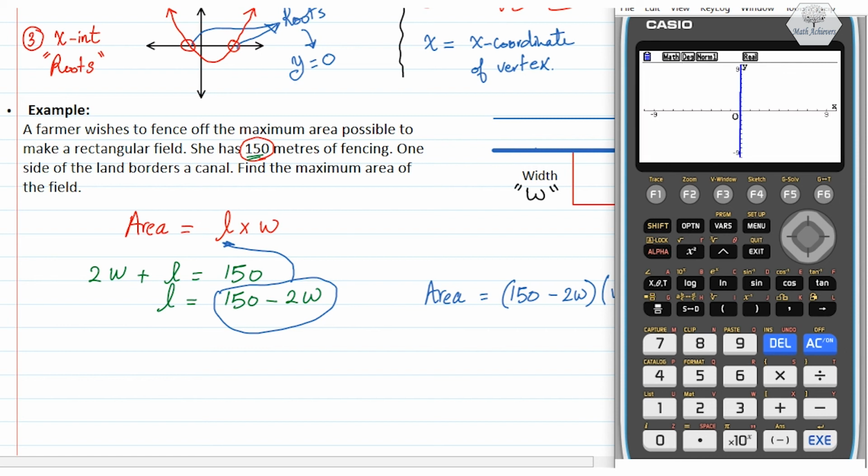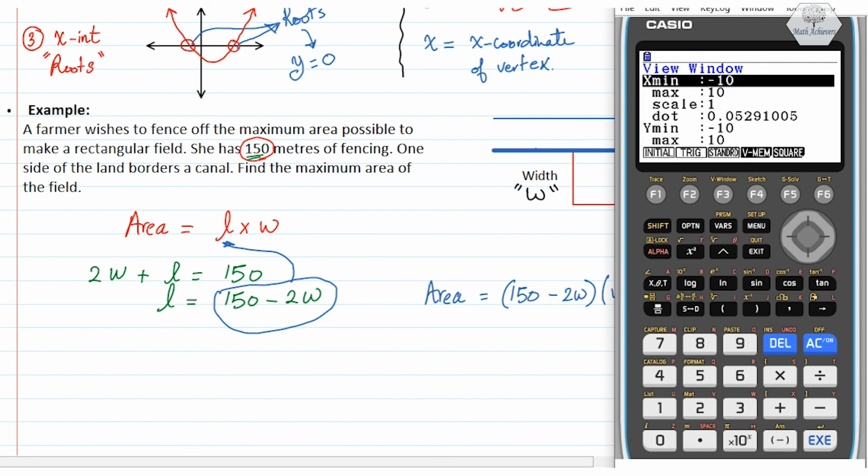We can't see the function properly. Why is that? Because I have to change the V window. So I go to Shift, V window. The X minimum value, the X here represents the width. I can't have a width in negative, so I make the minimum 0. The maximum I can make it 50.